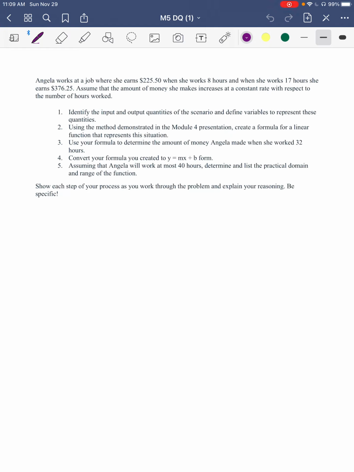So question number 1 says to identify the input and output quantities. Remember, it's always going to be output with respect to input. So my input here is going to be number of hours worked. It says to define a variable, so I'm going to call it T, like time. Output is going to be the amount of money she makes, money made. Specifically, we're going to be measuring in the unit of dollars, and I'm going to call that A.